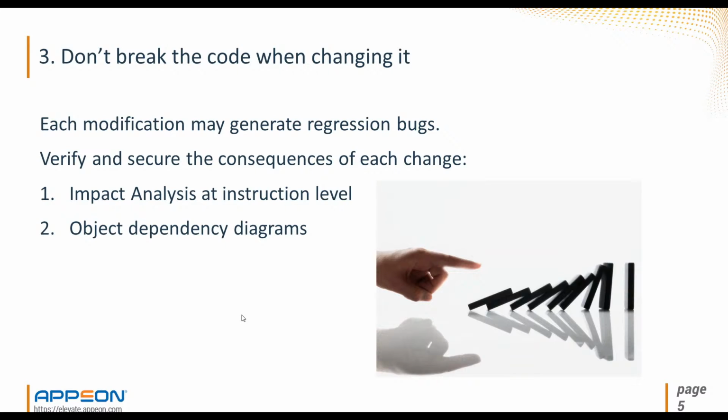So there are two ways to do that. The first one is to run an impact analysis for the particular piece of code that you are about to change. The second way is to generate an object dependency diagram to have a broader view of dependencies between objects. So let's take a few examples with that.